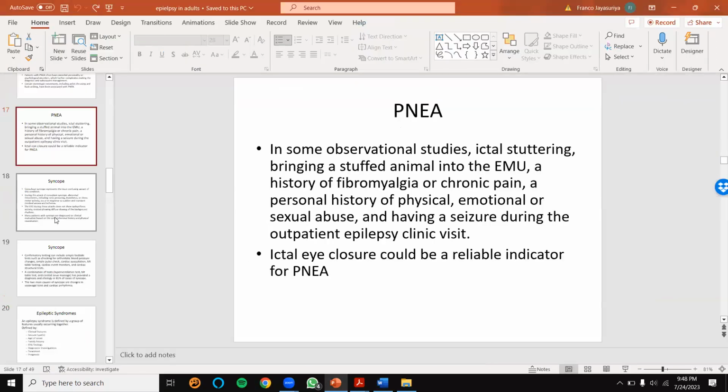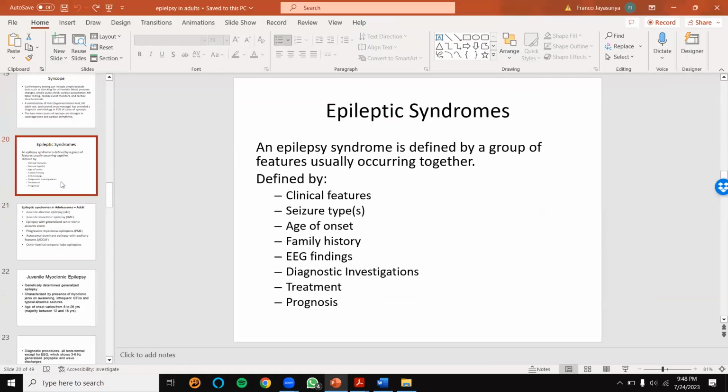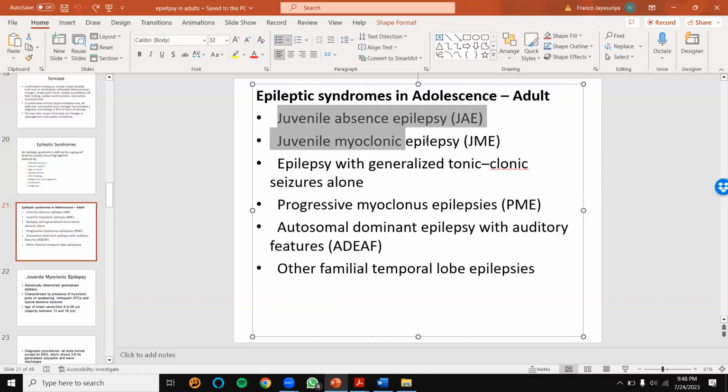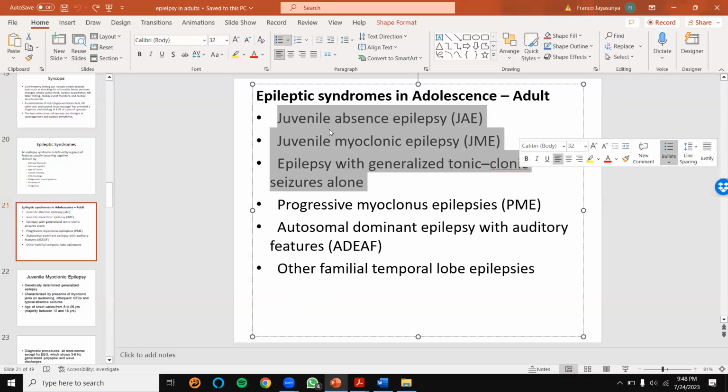Then we'll come to epilepsy syndromes. Okay, so a syndrome is basically defined by a group of features occurring together. So epilepsy syndromes, when you hear it for the first time, you might think about pediatrics, but there are epilepsy syndromes in adolescents and adults as well, mainly these three. So if you get Kishara for the epilepsy case, and if you answer well, he might even ask about these, okay? Because these are from his slides.